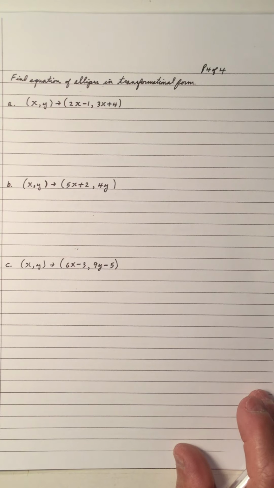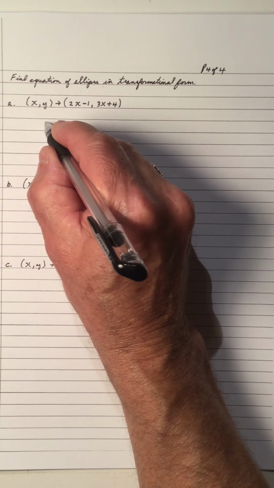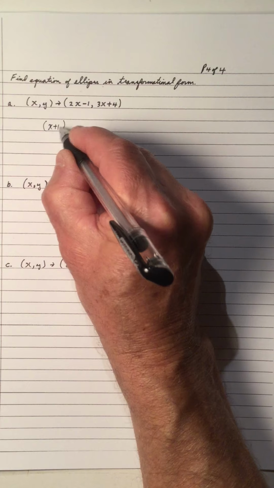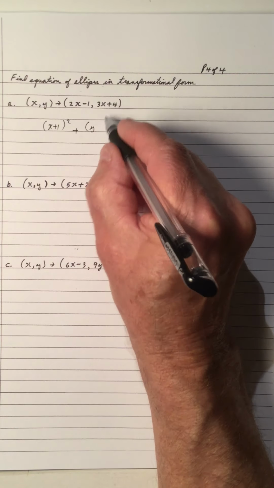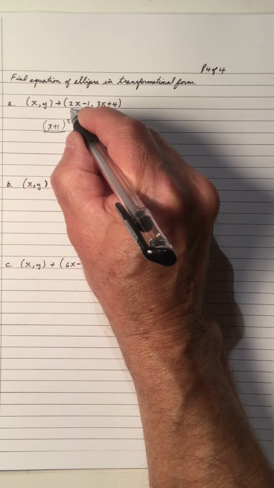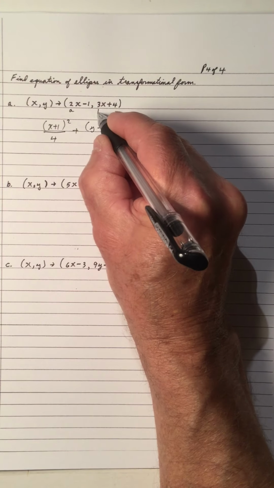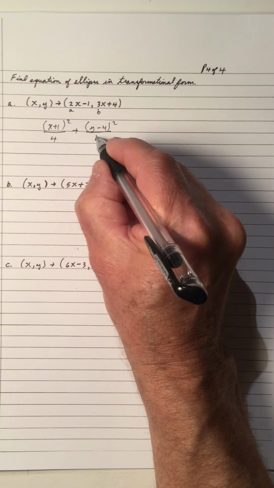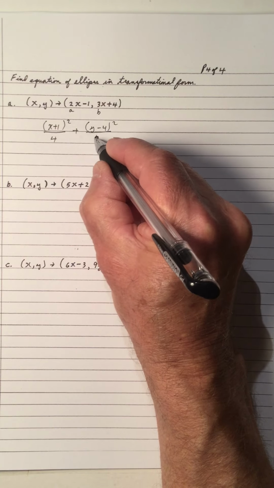And the last question to do, find the equation of the ellipse in transformational form. So we have a center. That's a -1. So that's a +1 squared. Add on. And we have a y. That's a +4. So that's a -4. And notice that this is A. A is 2, so A squared is 4. B is 3, so B squared is 9. I'm going to put a B in there then.